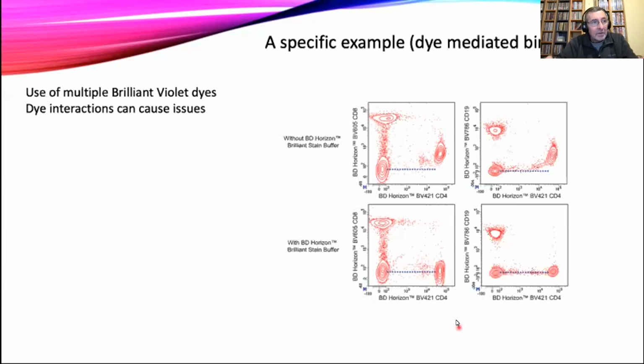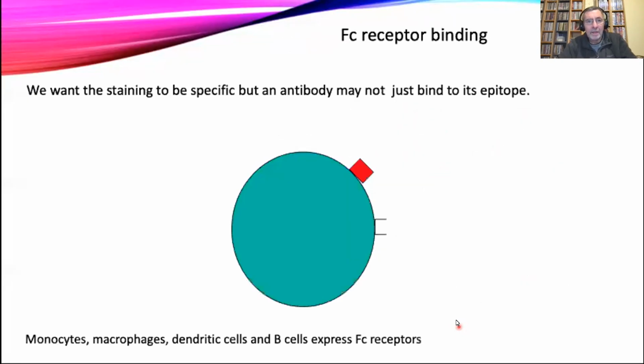And sometimes when we see issues with our staining, we have to think about the biology and what we're actually doing to our cells, or what our cells are expressing. We'll show you an example of the brilliant violet interactions in a second when we move over to Kathy. I just wanted a couple more slides to talk about some of the other potential issues that we can get with non-specific binding. And many of you will be familiar with this FC receptor binding, particularly if you're doing blood panels. A lot of blood cells, particularly monocytes and B cells, actually express these FC receptors.